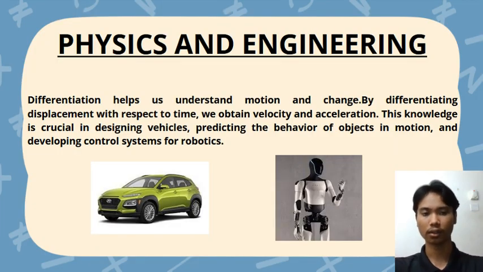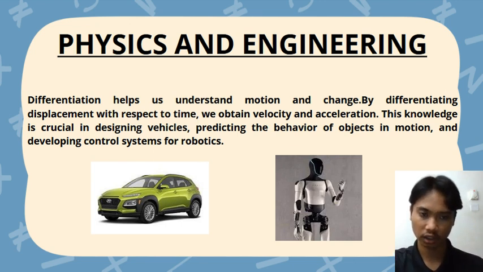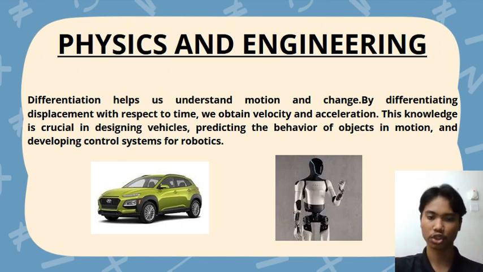Number one, physics and engineering. Differentiation helps us understand motion and change. By differentiating displacement with respect to time, we obtain velocity and acceleration. This knowledge is useful in designing vehicles, predicting the behavior of objects in motion, and developing control systems for robotics.